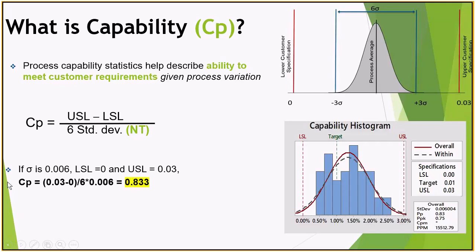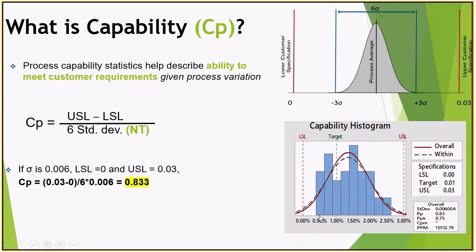So for this particular example, if I want to calculate my CP, the PP or the CP value for the overall data is given here. In this case, my sigma equals 0.006. Sigma is nothing but the standard deviation. LSL is obviously 0, USL is 0.03. If you put all these numbers in this formula, you will get 0.833. You can see here the PP, or indirectly the CP, for the overall data.